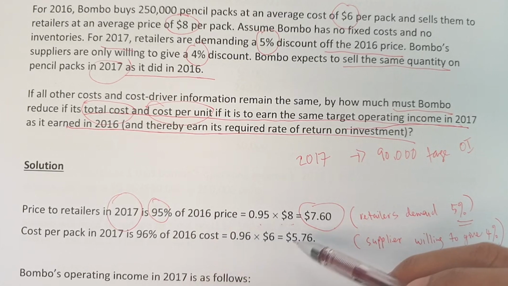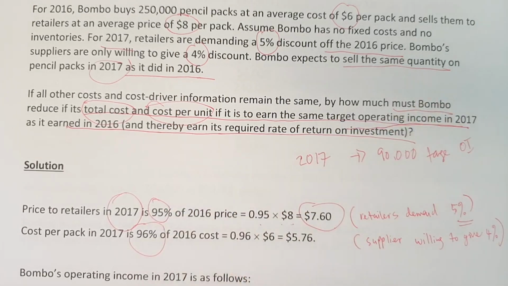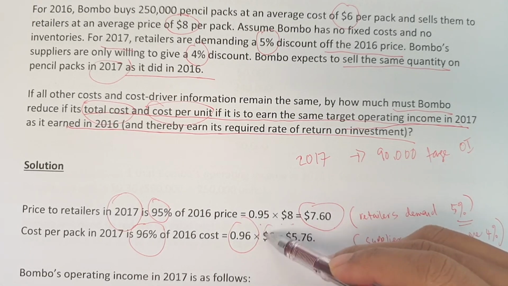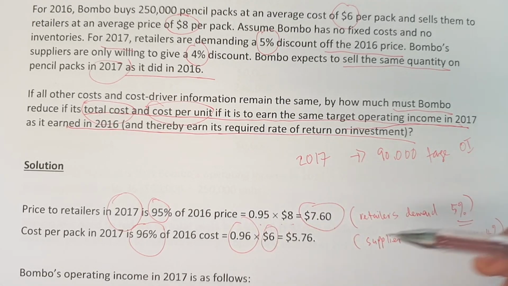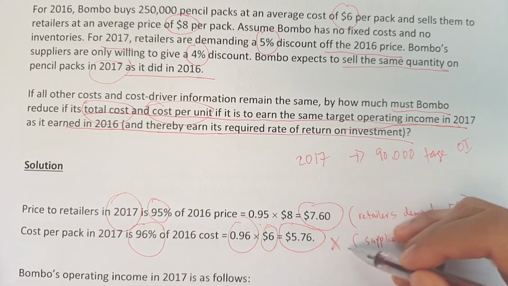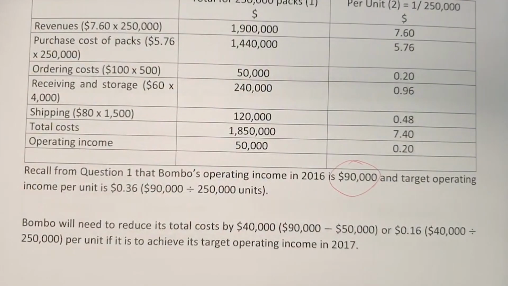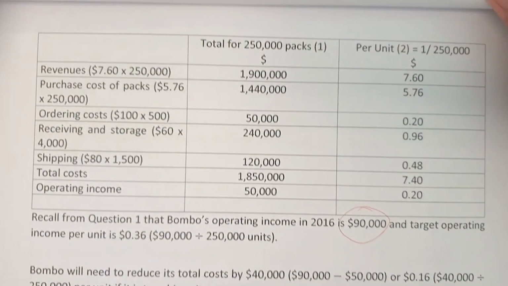In regards to the cost that we need to pay to the supplier, because the supplier is willing to give a 4% discount, now the percentage is 96% times 6 dollars of the cost. So this is the price that we can get from our supplier. This is the new price that we have to take into our calculation for operating income.